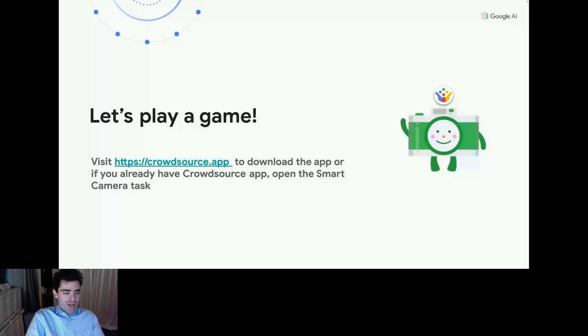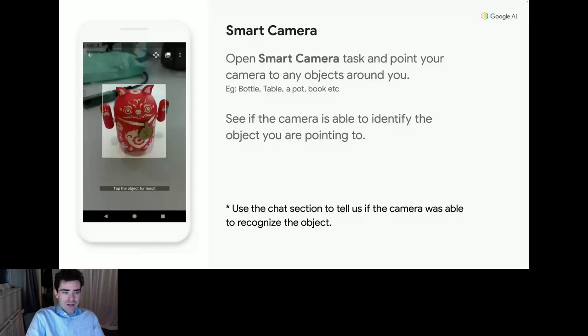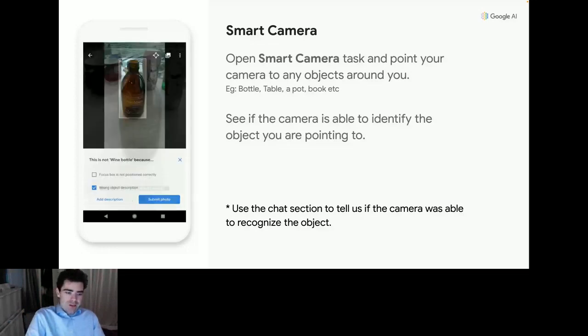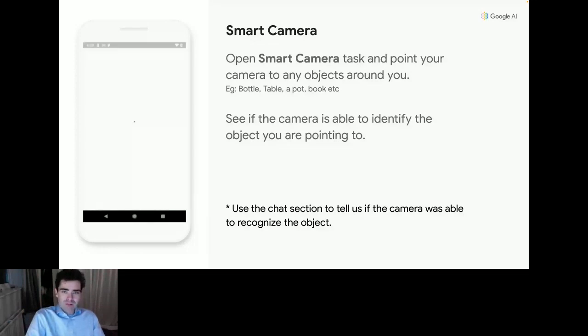When you go onto the app, you'll be able to find this, which is a way of identifying objects. It will guess what the object is, and then you can say yes or no. So this is an example of what we would call image classification. And it's probably the simplest form of it. And it's designed to teach you how to do it.